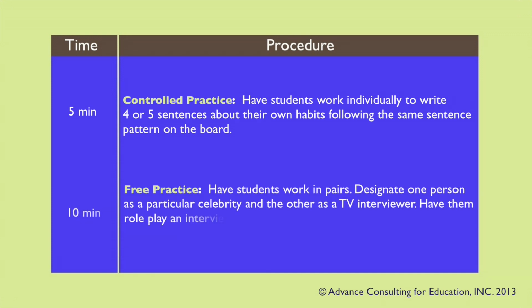Finally, for the free practice, put students in pairs. Designate one person in the pair as a particular celebrity, and the students can choose who that is, and the other person in the pair as a TV interviewer. Have them role play an interview to find out what the celebrity's habits are on the weekends.